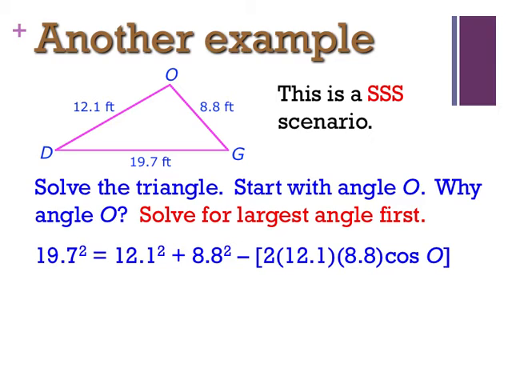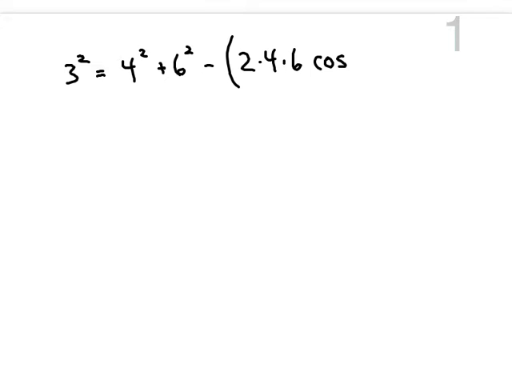Okay, now this is the tricky one to solve. And I'll show you first how people solve it incorrectly. So let me do a little sidebar here. Let's suppose you have a problem like 3 squared is equal to 4 squared plus 6 squared minus parentheses 2 times 4 times 6 times the cosine of angle, let's say theta. Let's suppose we're solving that one.